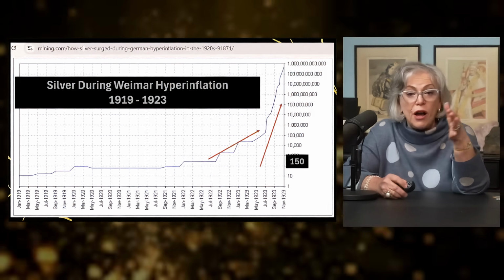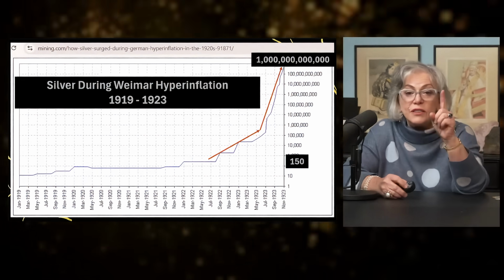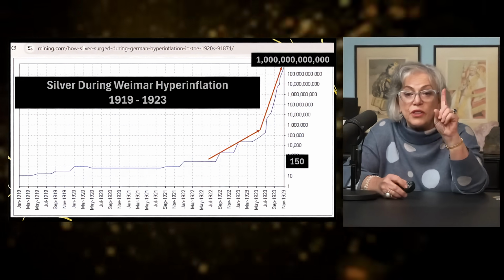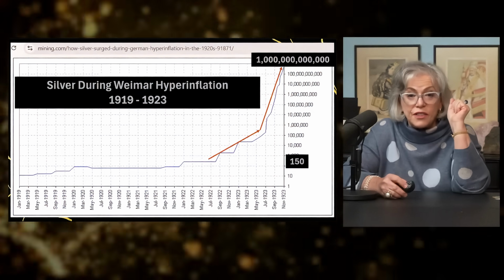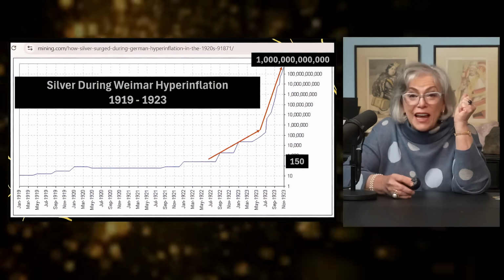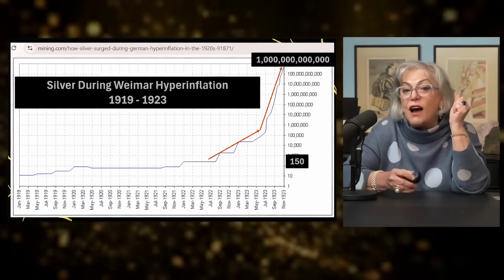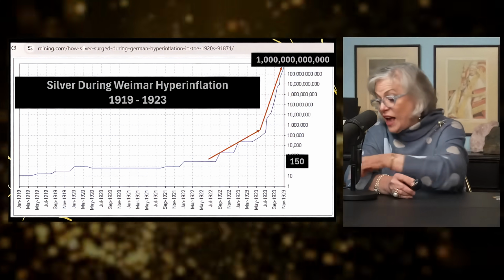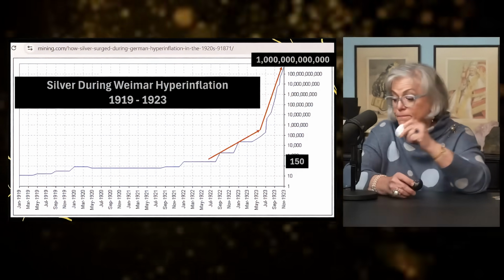And it went from about 150 marks to an ounce to, let's see, hundreds, thousands, millions, billions, a trillion marks per ounce of silver. So it definitely enabled you to continue to buy food and whatever else you needed on a day-to-day basis. And it's why I like silver for barterability.